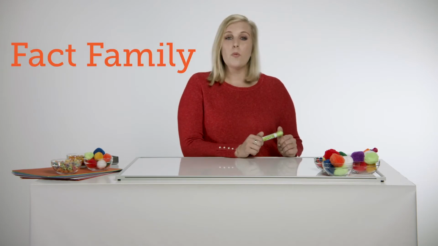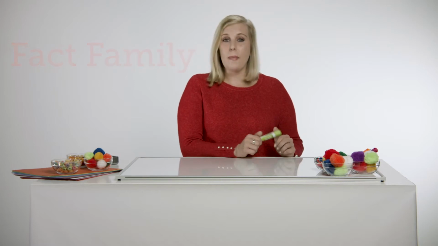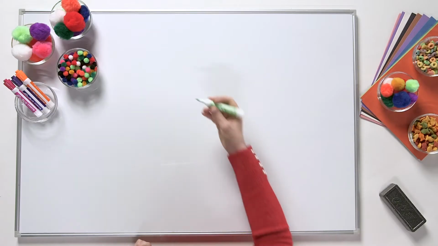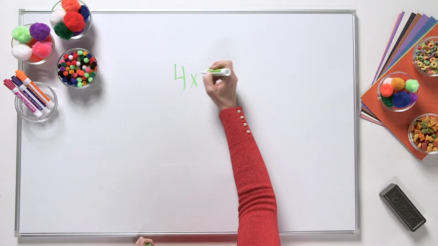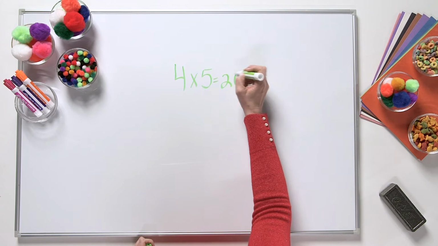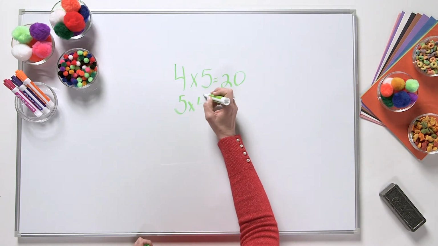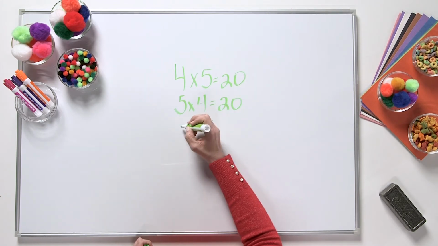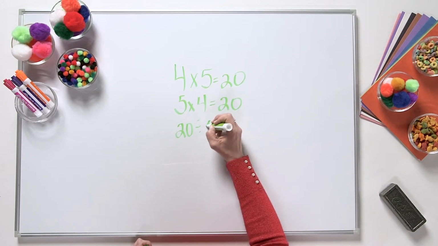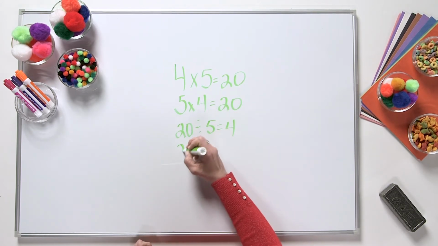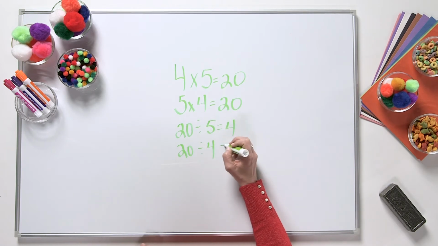these parts missing. The best thing to do when this happens is to think about the fact family. Remember that a fact family is a set of math facts related by inverse or opposite operations. For example, 4 times 5 is 20, 5 times 4 is 20, 20 divided by 5 is 4, and 20 divided by 4 is 5. This is based on the commutative property of multiplication.